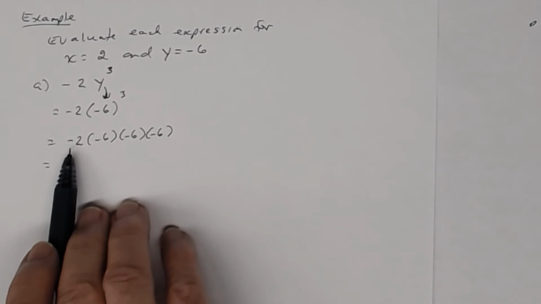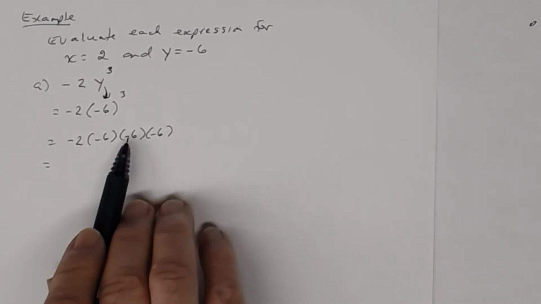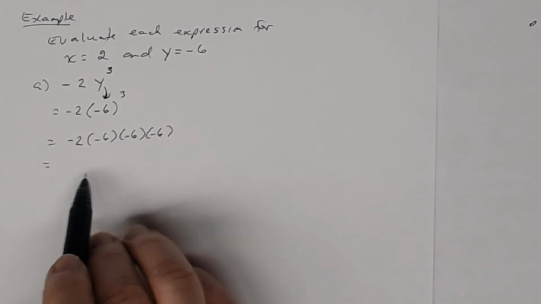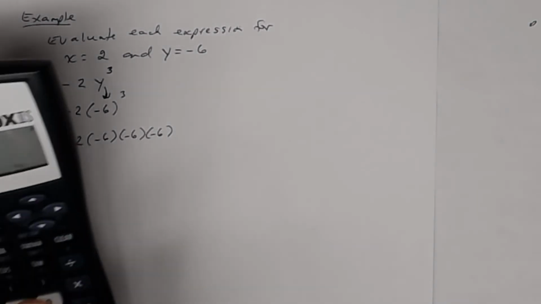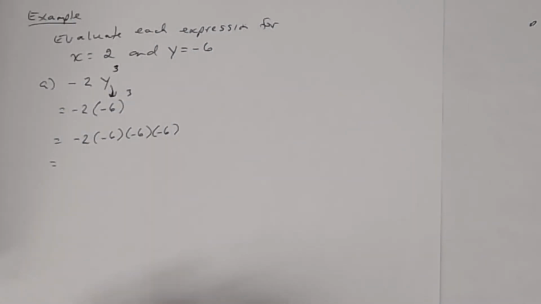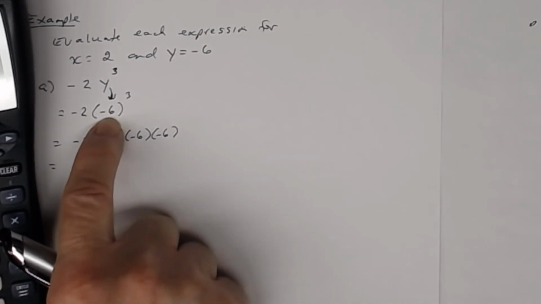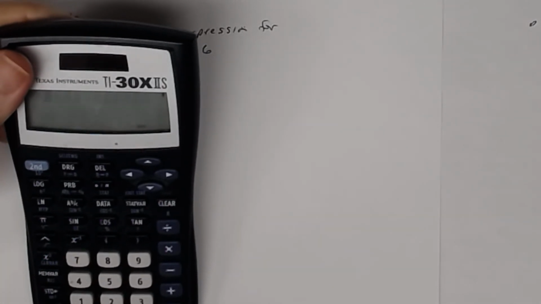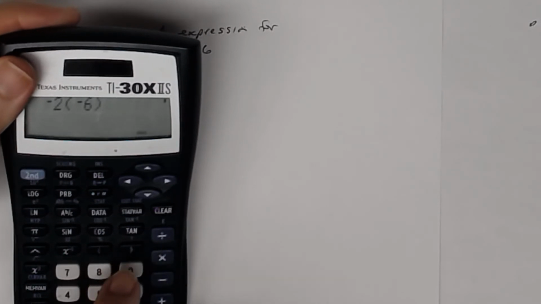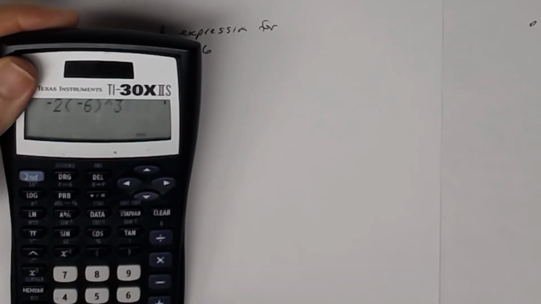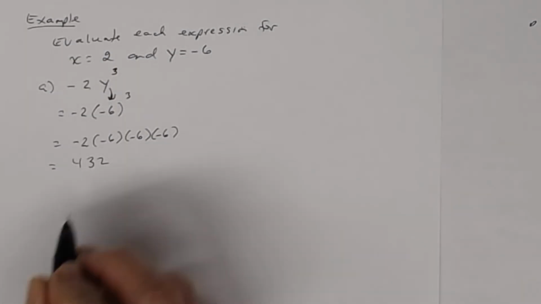So first of all, notice that a negative times a negative is a positive, times a negative is a negative, and then a negative times a negative is a positive. So the answer should be positive. Now, when using your calculator, make sure you know how to use the exponential buttons and the parentheses. See how it looks like -2 times in parentheses -6 to the third? So when you do that, -2, parentheses -6, close the parentheses, raised to the third, your answer should be 432.